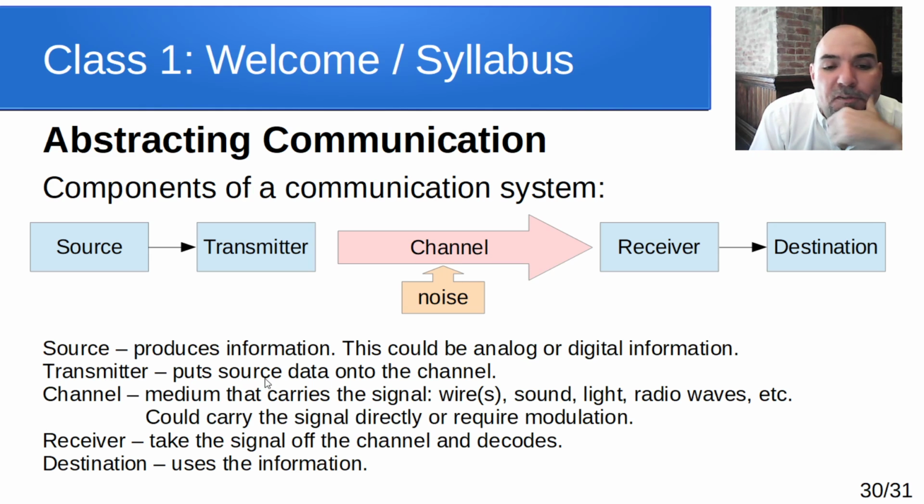So the source produces the information, could be analog, could be digital. The transmitter is what puts the source data onto the channel. The channel is the thing that carries the signal. It could be a wire or more than one wire. It could be sound, could be light, like the IR remote for your TV.